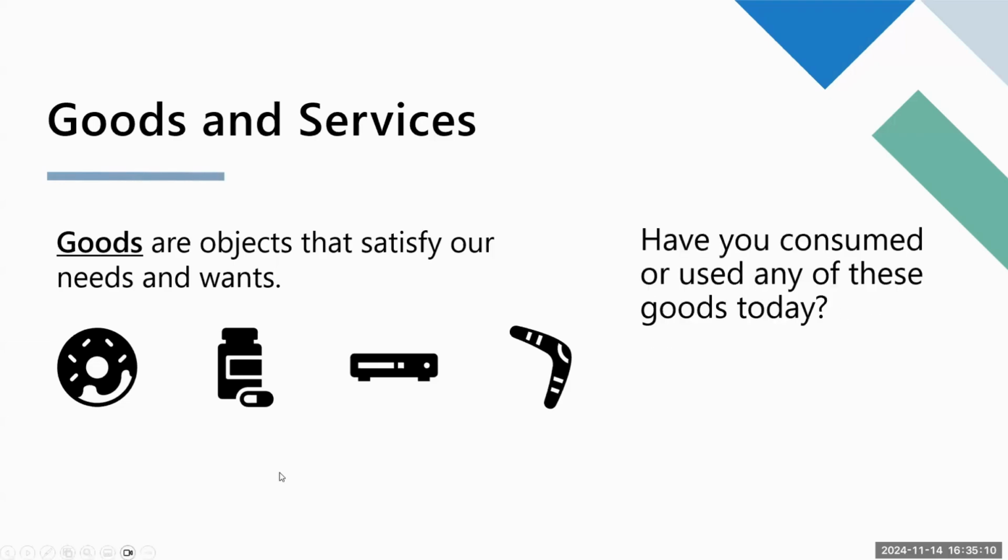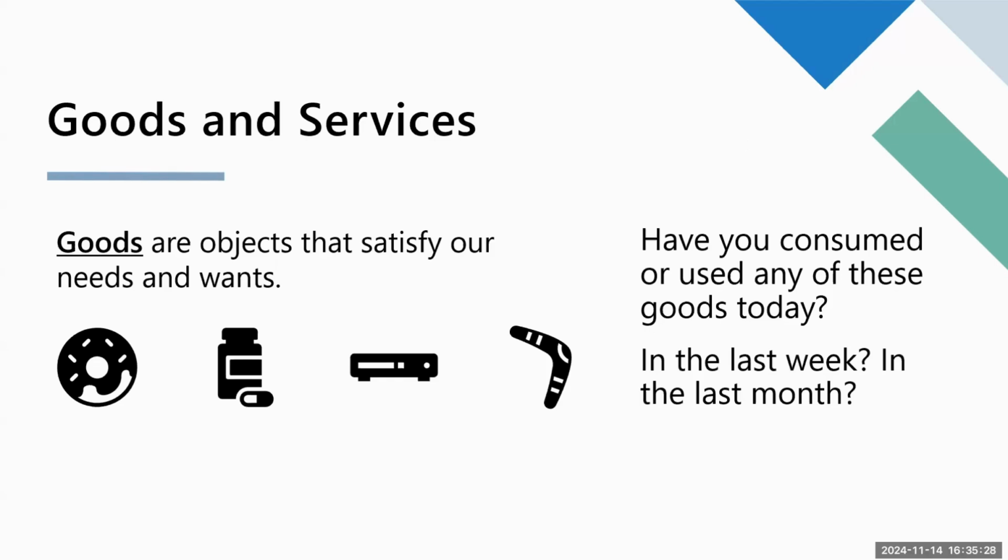Then you can ask them, have you consumed or used any of these goods today? Has anybody had, oh, I have. I've used one. I've used medicine today. Anybody had a donut today? I'm jealous if you did. So seeing if the kids have used any of these goods or services today, maybe not today. What about in the last week? What about in the last month? I'm sure most kids have had a donut or some sort of sweet, maybe taken some medicine, and used a video game console or watched TV or streamed something.